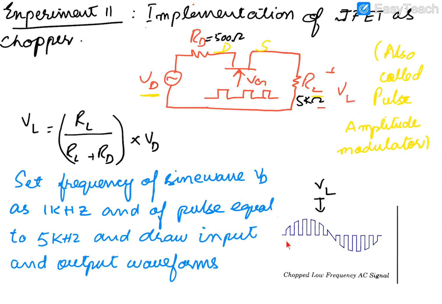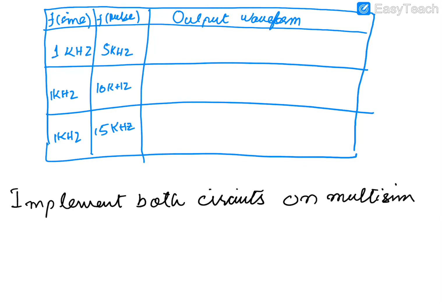So output will be like this, and for this you have to set the frequency of the sine wave as 1 kilohertz. This is basically the sine wave, and its frequency is lower than that of the modulating wave, which is this pulse wave, and the frequency of the pulse wave is much higher than that of the sine wave, and it is 5 kilohertz initially. So you will measure VL using oscilloscope on Multisim, and you will draw the output waveform here in this table.